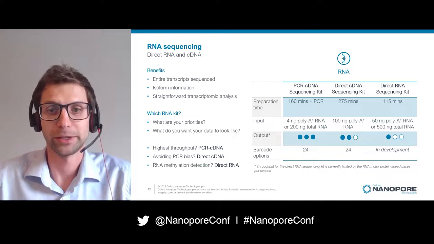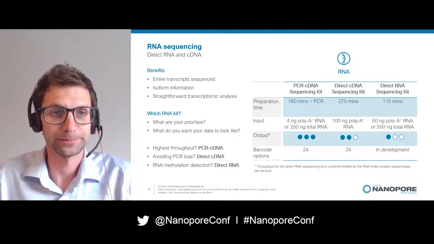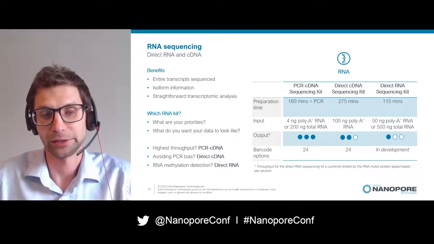With either of the approaches, you get the entire transcript sequence, you get information about different isoforms, and the transcriptomic analysis is also straightforward because you can just count the transcripts rather than having to normalize for their length.